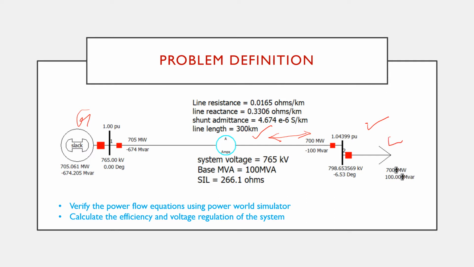These are the set of parameters used in the transmission line, and the system voltage is 765 kilovolt, and we assume that the transmission line is a pi-connected transmission line. It means that capacitors are lumped at both the sending and receiving end of the transmission line. And in this problem, we are going to verify the power flow equation using the PowerWorld simulator, and calculate the efficiency and the voltage regulation of the system.